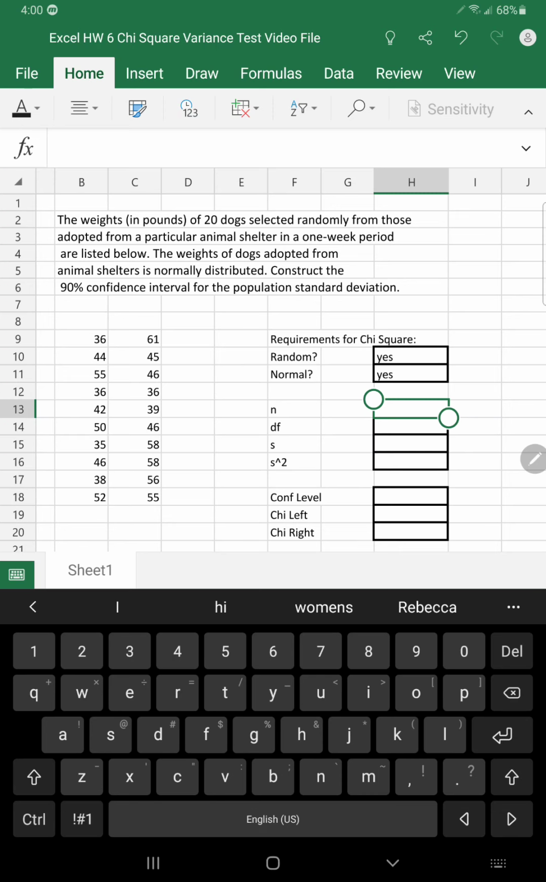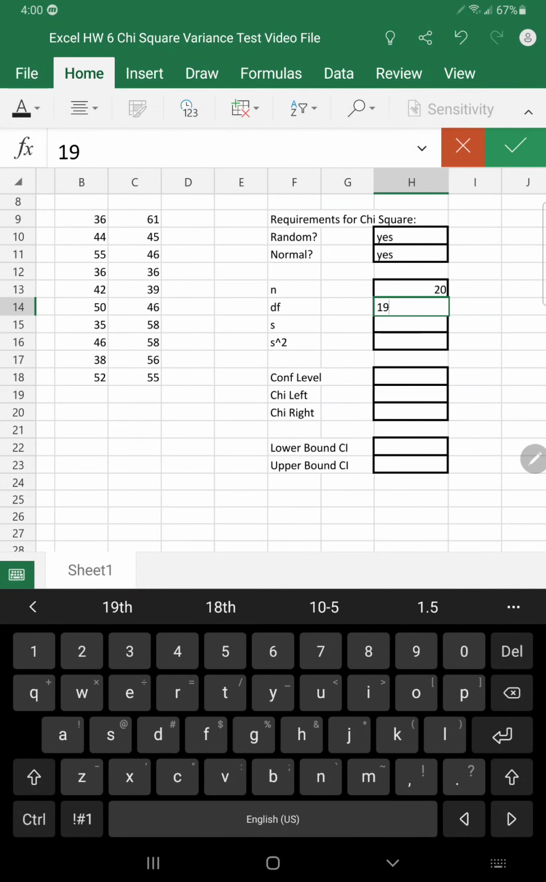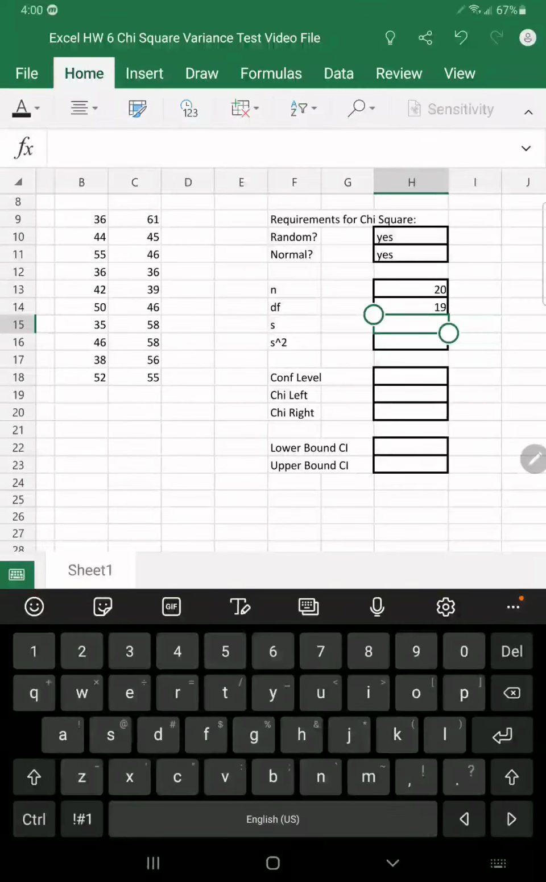So to calculate the confidence interval, we're going to need to know the degrees of freedom, the sampled standard deviation. We will need to know the left and right hand chi-square critical values, and at the end we'll take the square root of all of that. So let's just begin. Here, n is equal to 20. Oops, not 220, 20. There were 20 dogs in the sample, so the degrees of freedom is n minus 1, which in this case is 19.